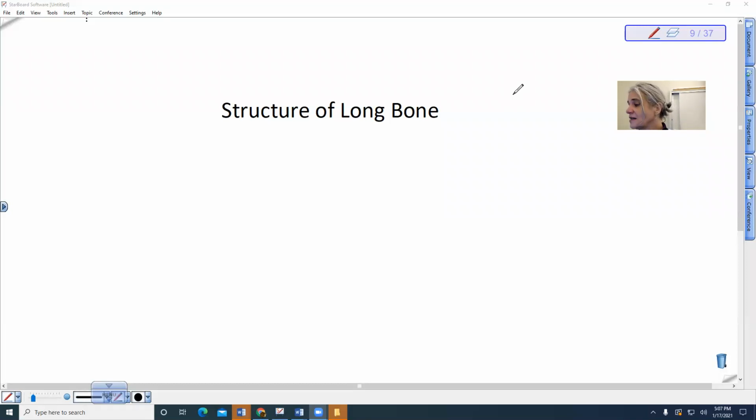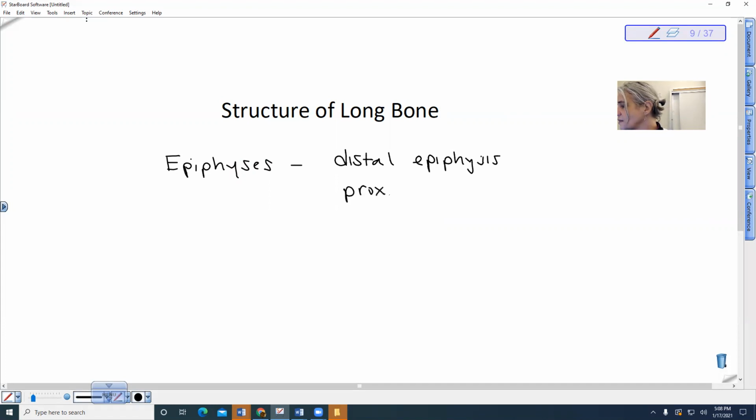And this is called epiphyses. So we have the distal epiphysis, and we have the proximal epiphysis. So this is the ends of the long bone.